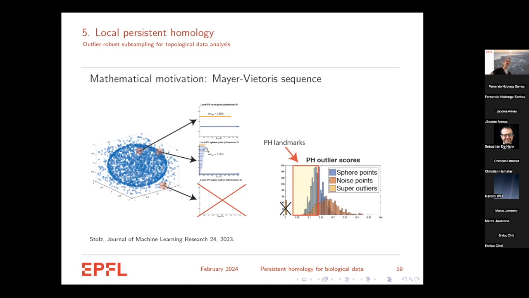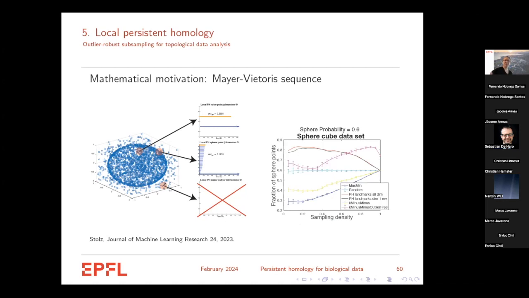And then we look at the length of the longest non-infinite bar in dimension 0, 1, and 2, and we look at these scores that we get from there. It turns out that if you select points where locally you have low scores, then you get particularly many sphere points in your sample. And it turns out that this is also the case for low sampling density. So here we're looking at the fraction of sphere points versus the sampling density.